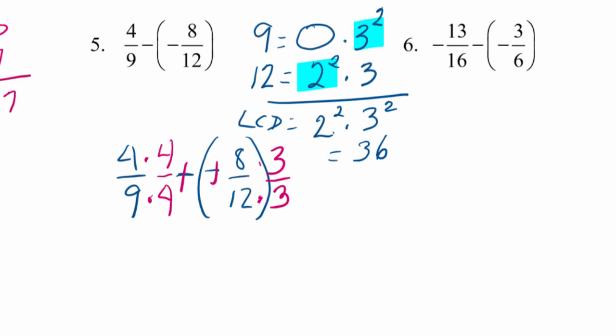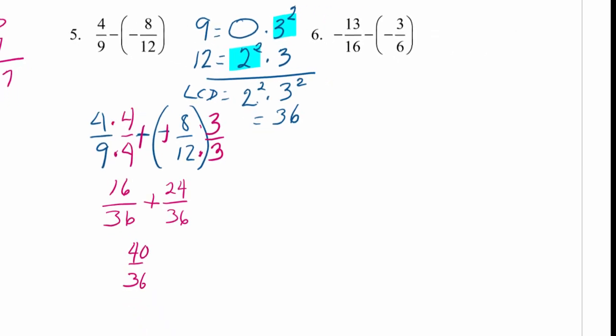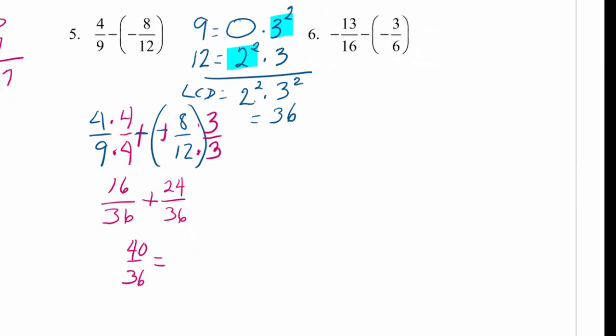So now we have positive 16/36 plus positive 24/36. And so this is 40/36. Let's see, and that has a 4 in it, doesn't it? 4. That reduces to 10/9.